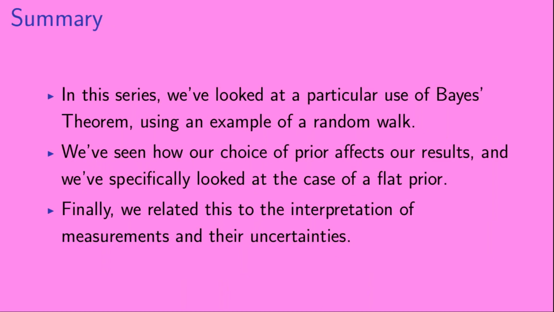Okay, so let's summarize. In this series, we've looked at a particular use of Bayes' theorem using an example of a random walk. We've seen how our choice of prior affects our results, and we've specifically looked at the case of a flat prior. Finally, we related this to the interpretation of measurements and their uncertainties.